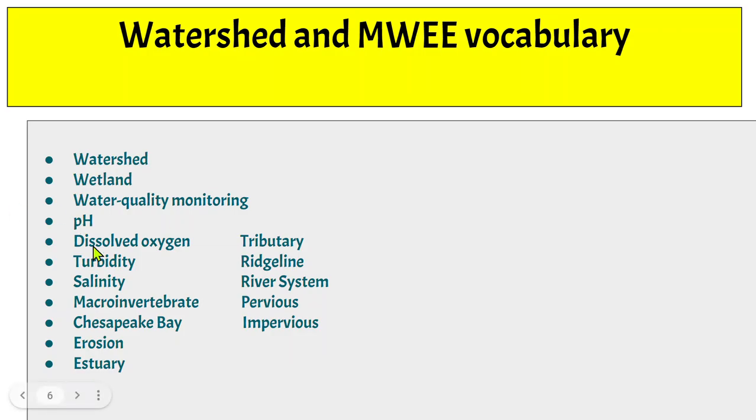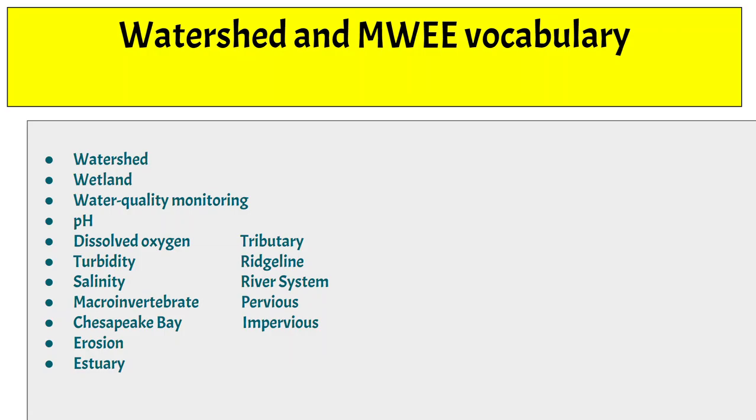pH, dissolved oxygen. Turbidity is actually just another fancy word for clarity, or how clear the water is, well, mostly how clear the water is. But we won't typically use that in the quiz. It's just another word like clarity. Salinity talks about the amount of salt that we have. So the ocean is very salty water. Fresh water that we have in creeks and streams and in the rain does not have salt in it.